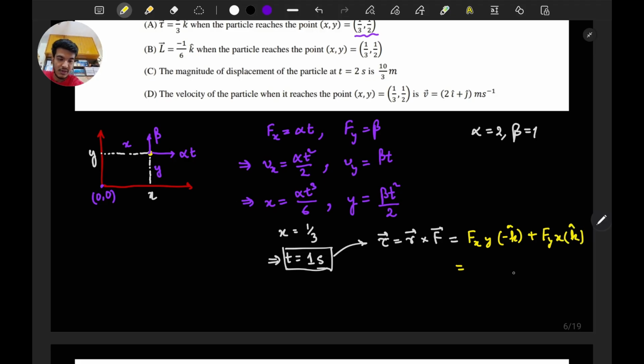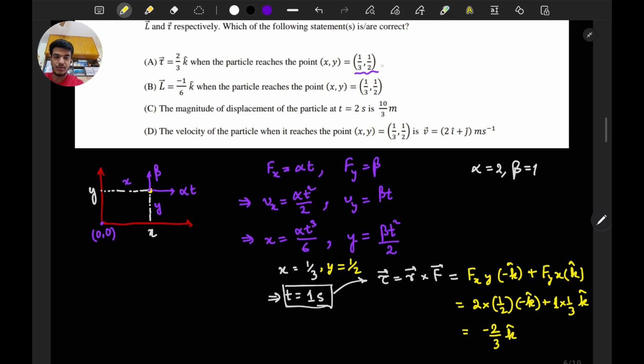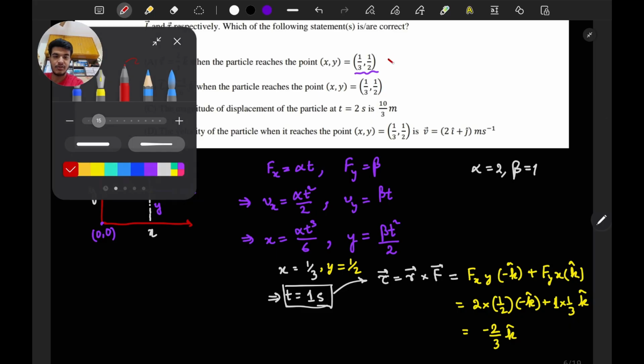So when you find this, it would be Fx times y. My x is 1 by 3 and my y is 1 by 2, right? Okay, so Fx was alpha t. Since t is 1, it would be 2 into 1 by 2 minus k cap, plus Fy is beta, which is already 1, and it is 1 by 3 k cap. So this is, I think, minus 2 by 3 k cap tau. So this option is wrong. Definitely this option is wrong.